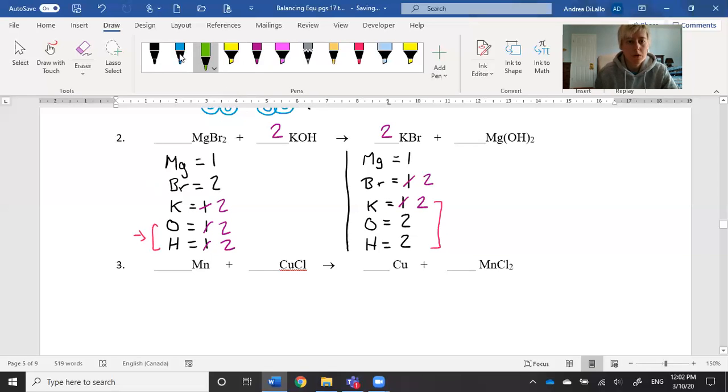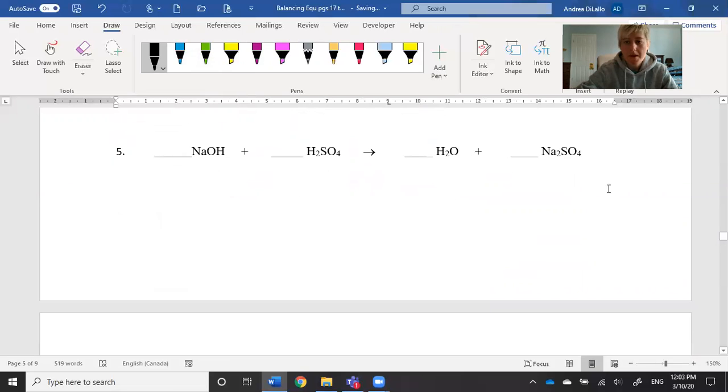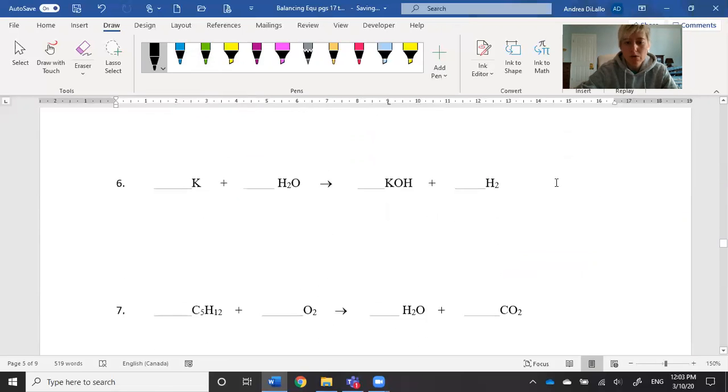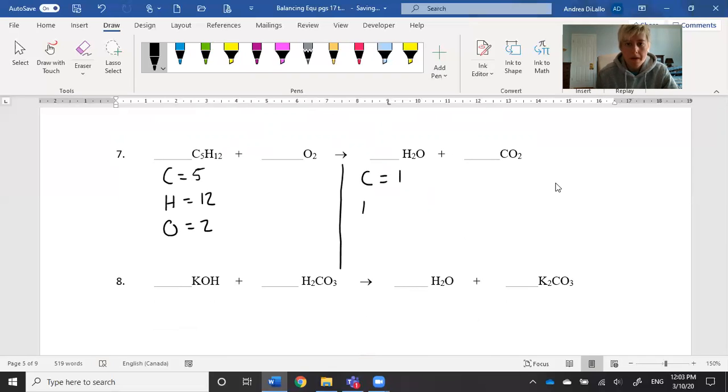All right, let's do one more for good luck. And let's choose something like this. So we're going to do this one. Carbons, I have 5. Hydrogens, I have 12. Oxygens, I have 2 on my reactant side. Carbons, I have 1. Hydrogens, I have 2.